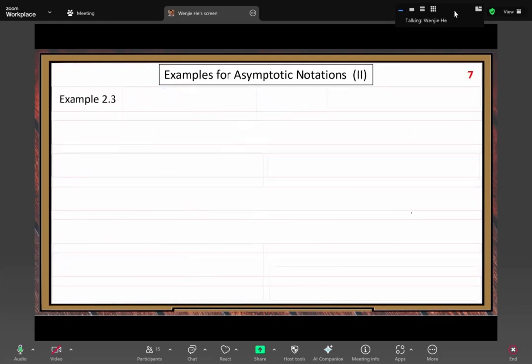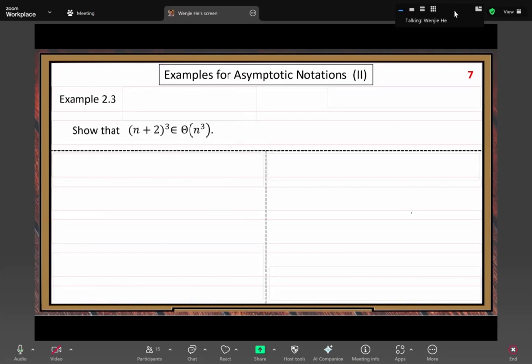Let me do another example, then we can take a break. Third example, I just explained it in the previous slide. Let me quickly go through it. The lower bound is very easy, C2 is 1. Upper bound, 2n, so then we raise to cube.